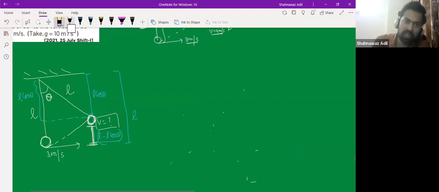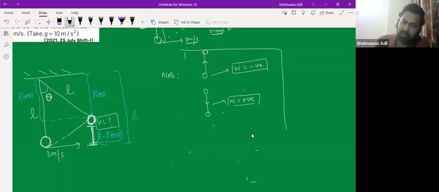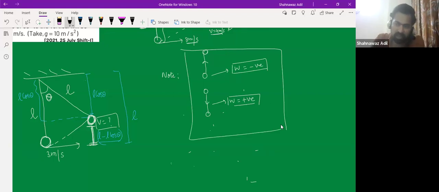Always remember, write this in your notes, note it down somewhere: whenever you are going upwards, the work done would be negative. And whenever you are going downwards, due to gravity, the work done would be positive. You have to be very careful about this. If you miss it, you'll get the wrong answer. So work done would be negative whenever you are going upwards.